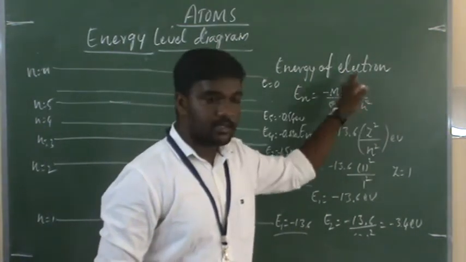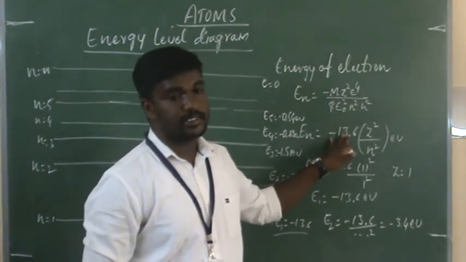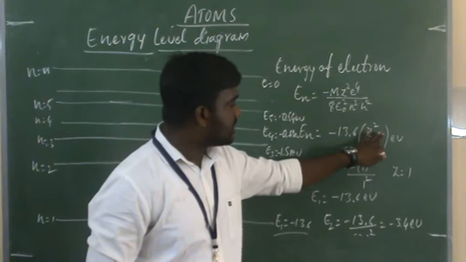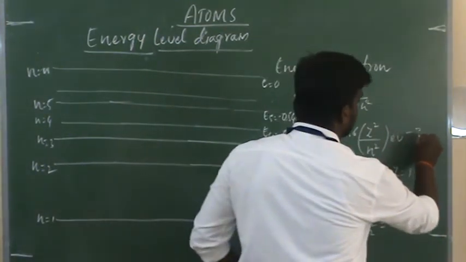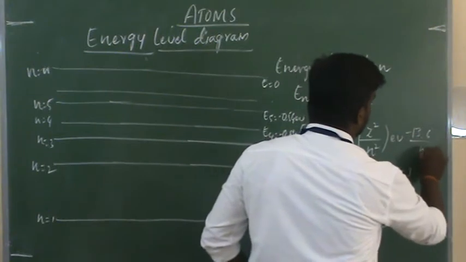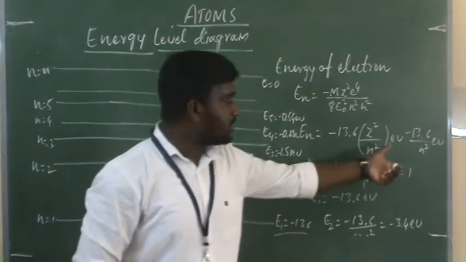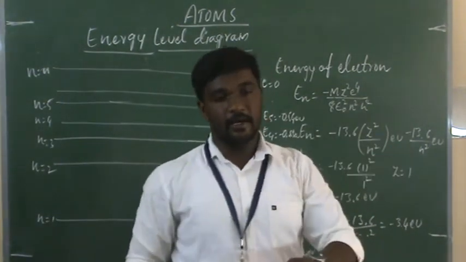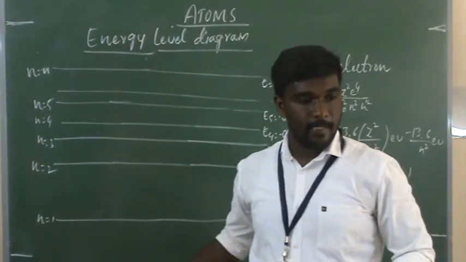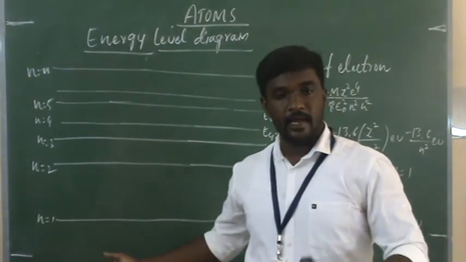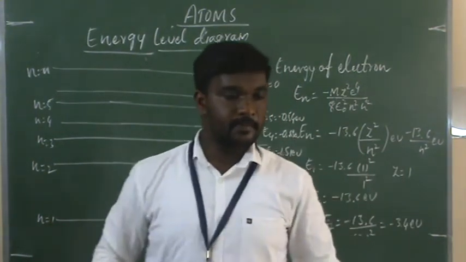So we substituted those values in this expression. We got En equals minus 13.6 Z square by n square, or we write it like this: minus 13.6 divided by n square electron volt. Okay, so by substituting for the lower energy state, n is equal to 1.